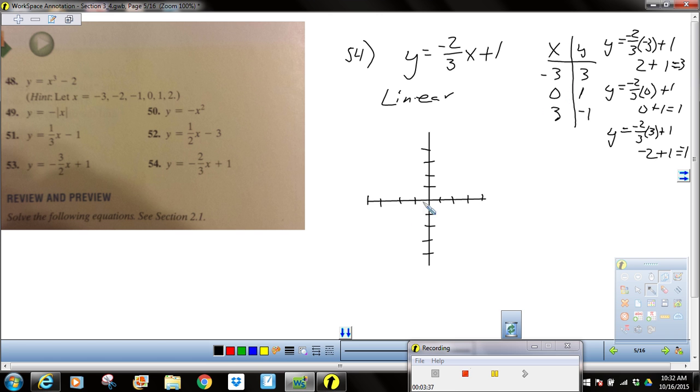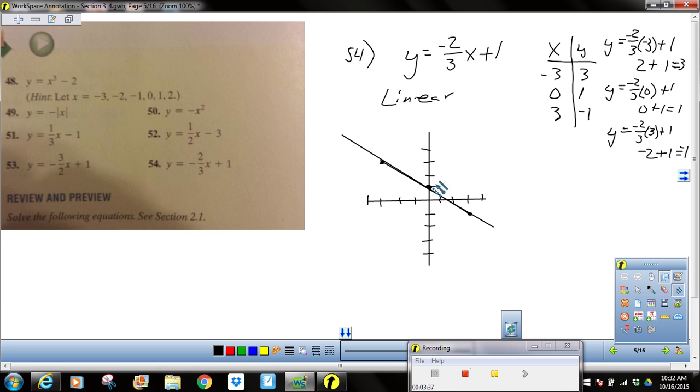Okay, negative 3 had an output of 3. 0 had an output of 1. And 3 had an output of negative 1. Now when I connect the dots, there you go. And that's how it's done.